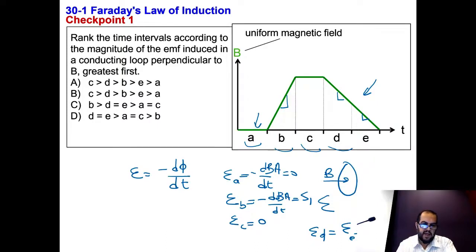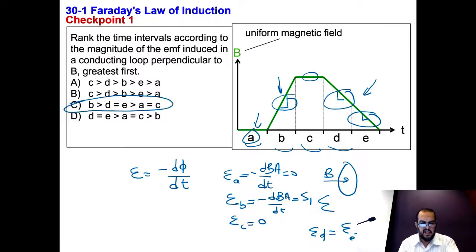Are they asking about the magnitude? Yes, they are asking about the magnitude. Which one has the highest magnitude? It has to be B, because it's the steepest slope. Then we have D and E. Then at the end we have A and C that are equal. So the correct answer is C.